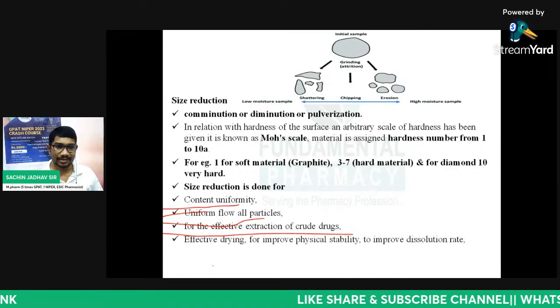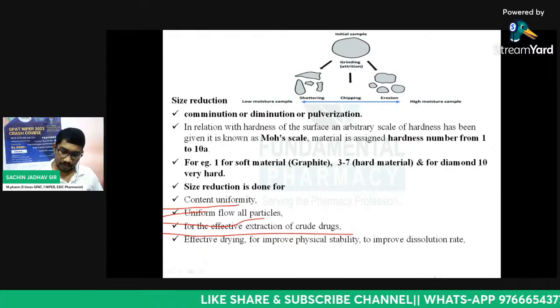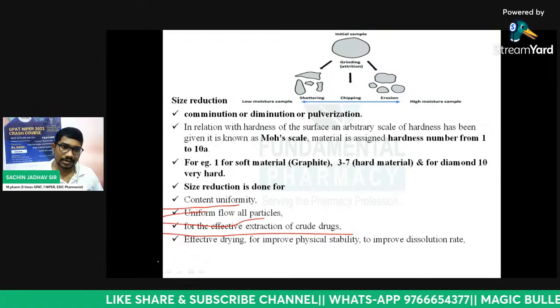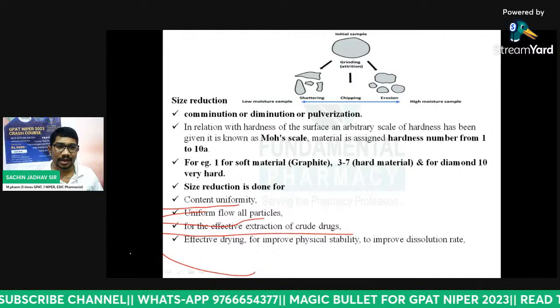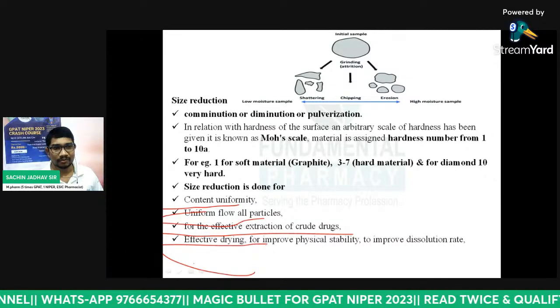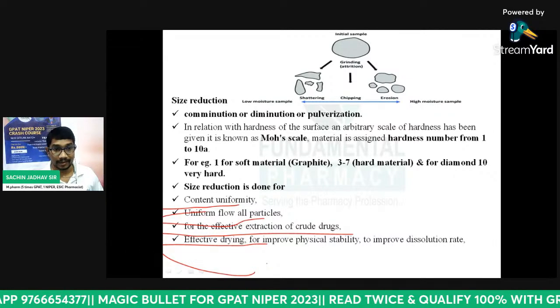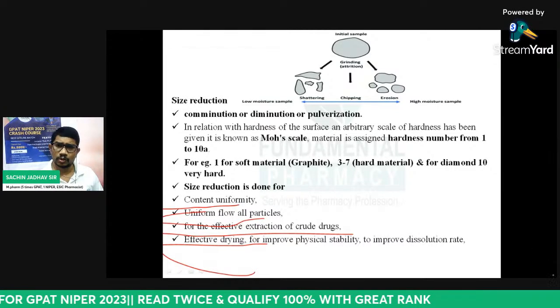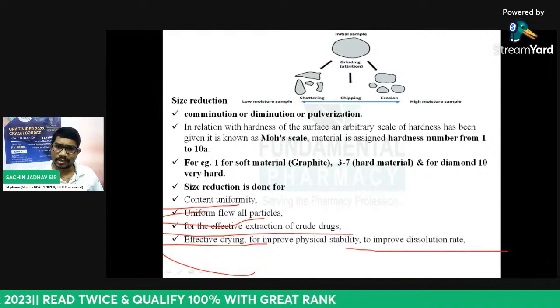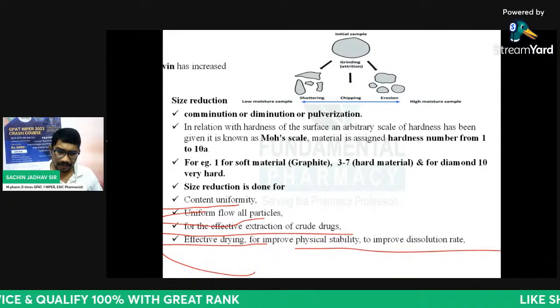Then again, size reduction is done for effective drying, because decrease in the particle size will increase the surface area of that powder and that will increase the drying rate. Okay. Again, to improve the physical stability, to improve the dissolution rate. So these are the reasons for size reduction, right?